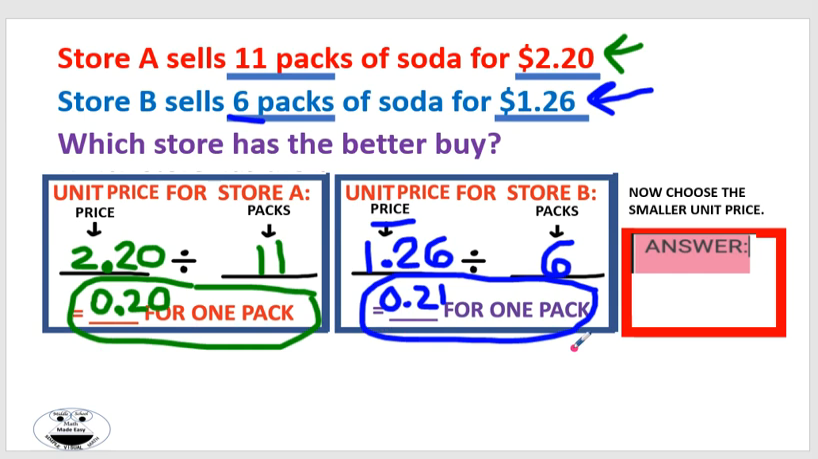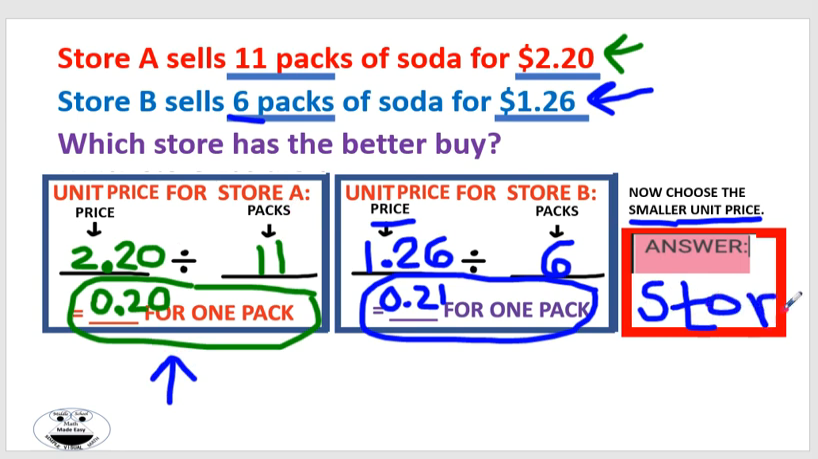And when we're buying a lot of things, a lot of packs, then the money adds up. So 20 cents is cheaper. The better buy is the one that is less expensive. So we look for the smaller unit rate, choose the smaller unit price, as it says here, and which store has the better buy. So we always go back to the question. Well, this store has the better buy, and this store is Store A. So Store A has the better buy.